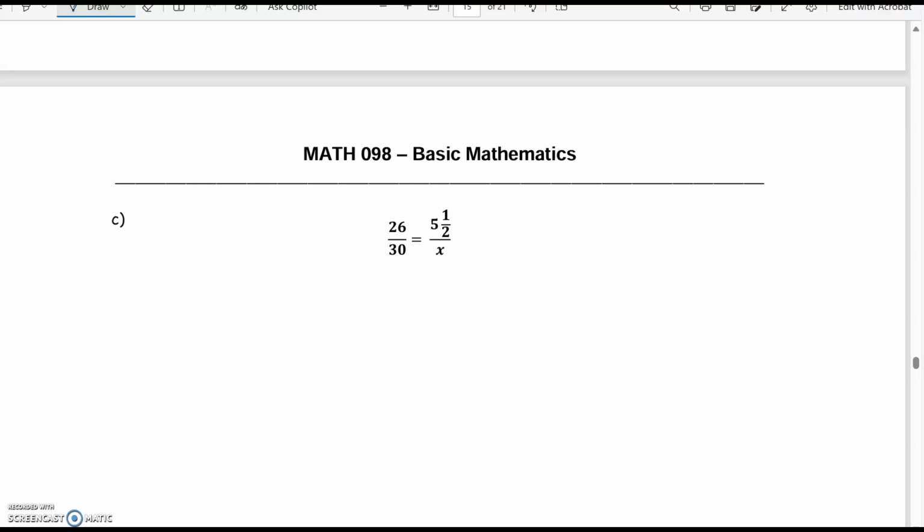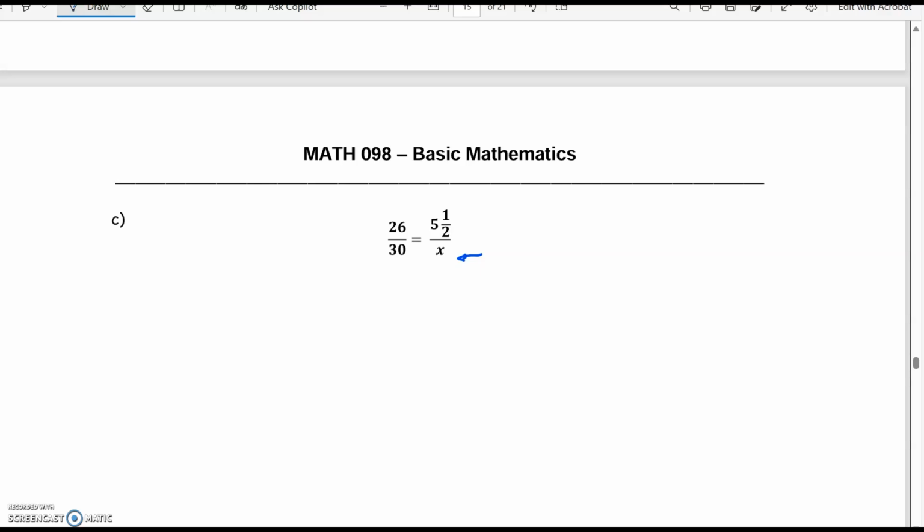We have another proportion here. A proportion is an equation once again: ratio on the left equals ratio on the right. The unknown in this problem is x, and that's what we have to solve for. We have to find out what x is. We have to calculate what x is.